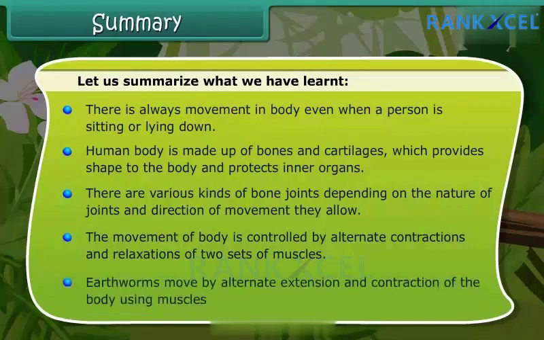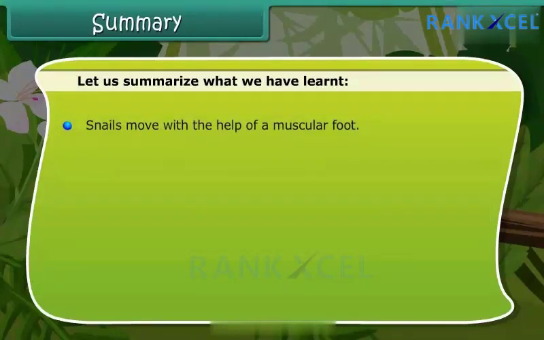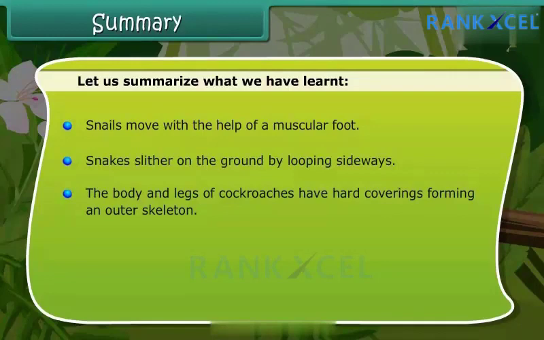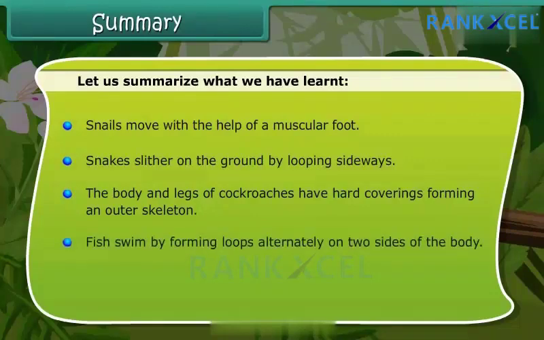Earthworms move by alternate extensions and contractions of the body using muscles. Snails move with the help of a muscular foot. Snakes slither on the ground by looping sideways. The body and legs of cockroaches have hard coverings forming an outer skeleton. Fish swim by forming loops alternatively on two sides of the body.